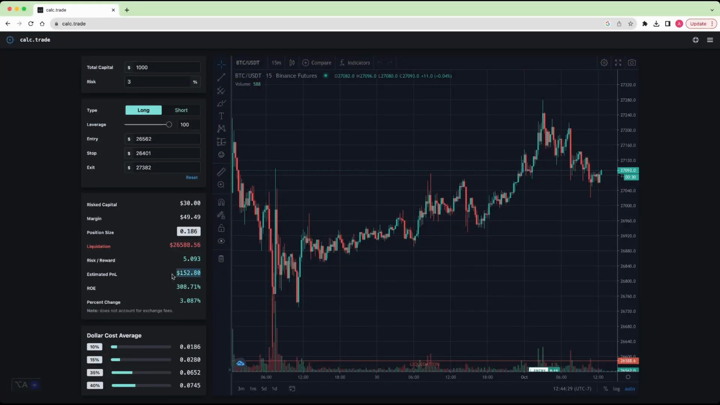If I hit my 5-to-1, I will be up $152.80, and that's really what it is. That's it. I entered the entry price and the risk. But does that make sense to you? Do you understand what I'm saying when I'm talking about the risk side here?